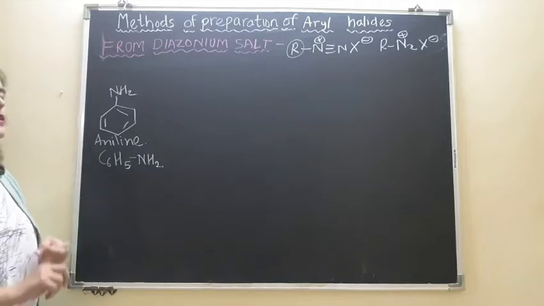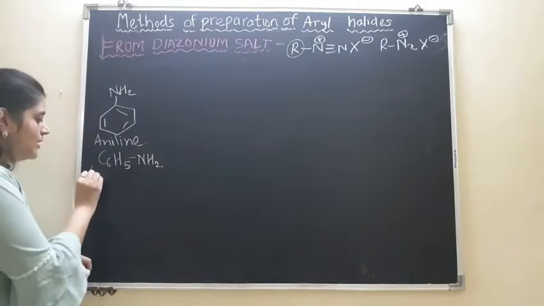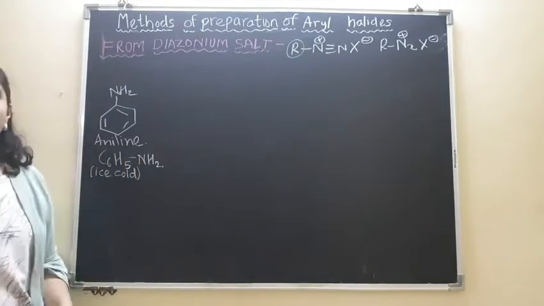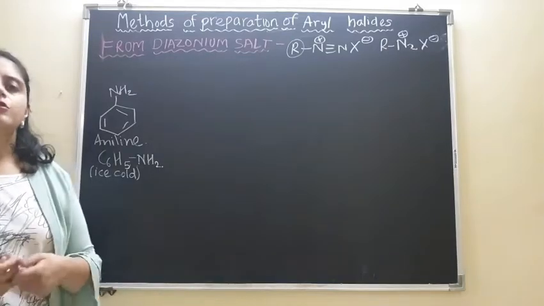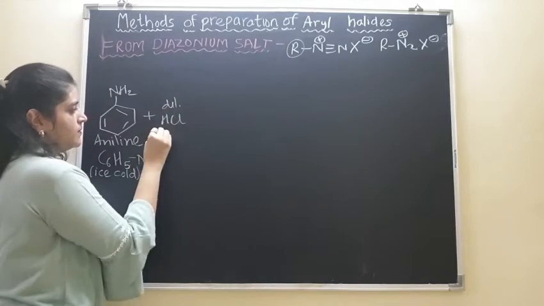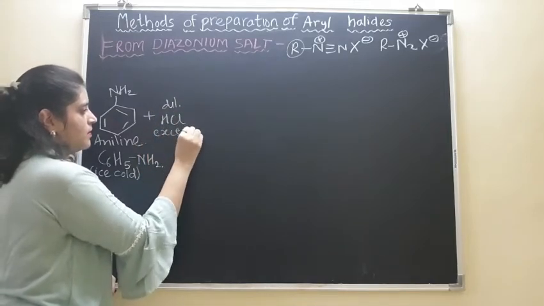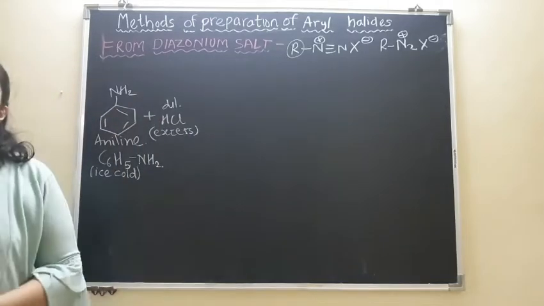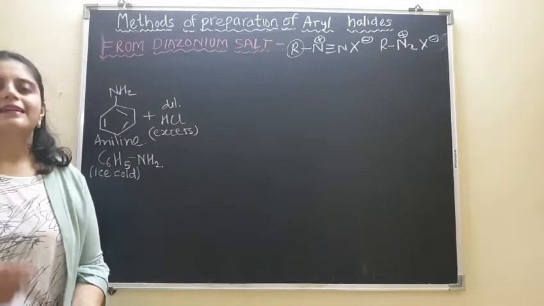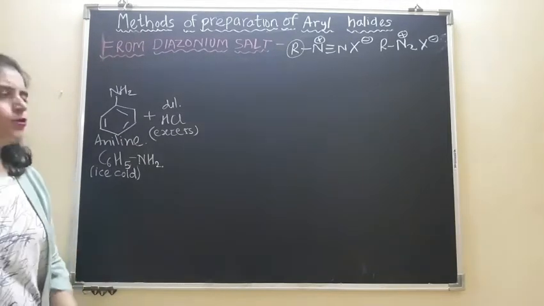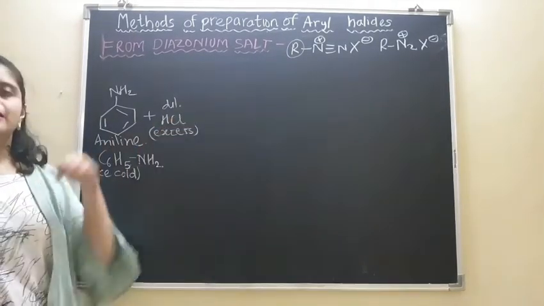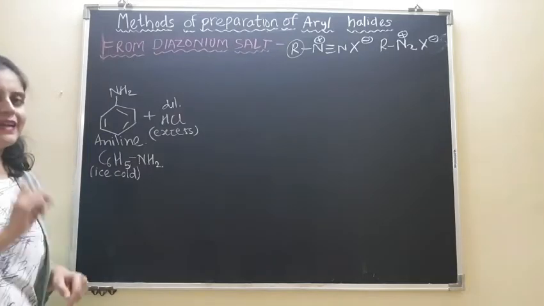Now what I have told you is we have to take an ice cold solution of aniline in excess of dilute HCl and react it with sodium nitrite, that is NaNO2. But this NaNO2 will not directly react with aniline; first this NaNO2 will react with our dilute HCl. So let us understand that reaction first.